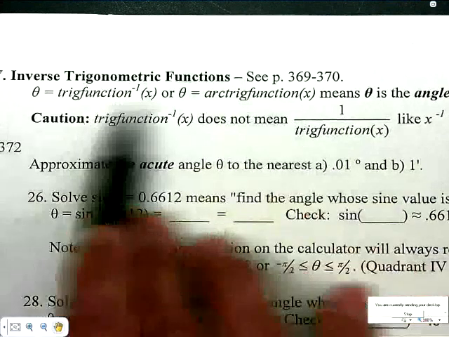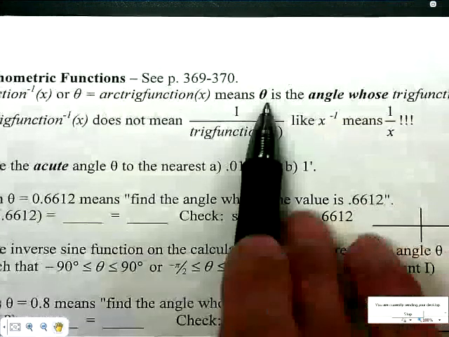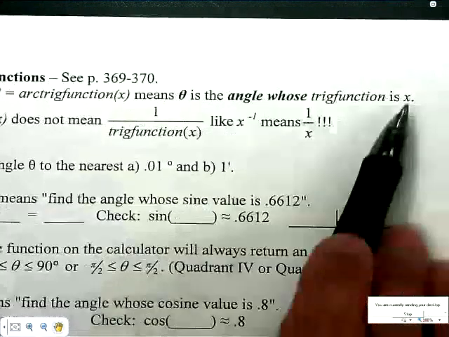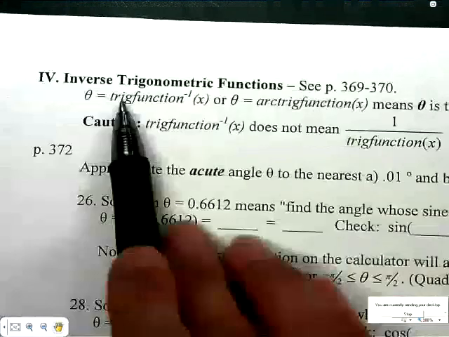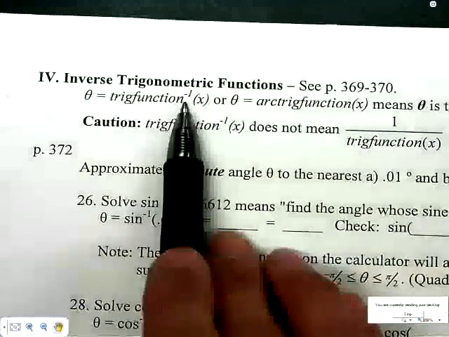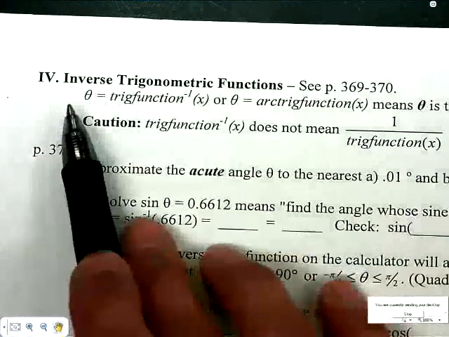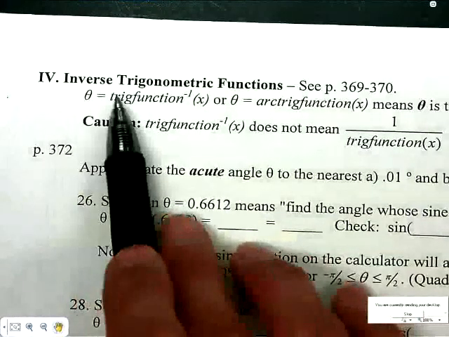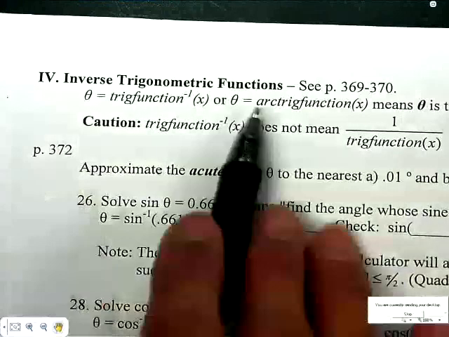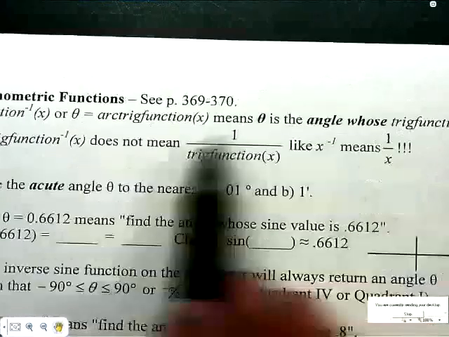But both of them mean that theta is the angle whose trig function is x. If theta is inverse sine of x, that means theta is the angle whose sine is x. If theta equals inverse tangent of x, then theta is the angle whose tangent is x. And be very careful with this notation. This does not mean the reciprocal function like this does.